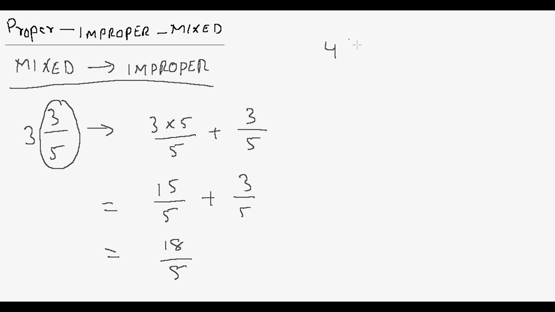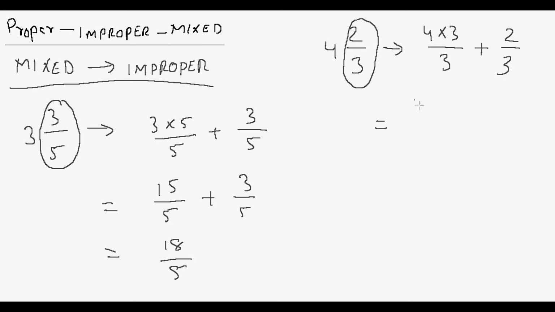Same way, 4 2/3 can be converted to an improper fraction by simply multiplying 4 times the denominator over the denominator, plus the proper fraction part of this mixed number. Now we have 12 over 3 plus 2 over 3. Since the denominators are the same, you can conveniently add these two. 12 plus 2, which is 14 over 3.